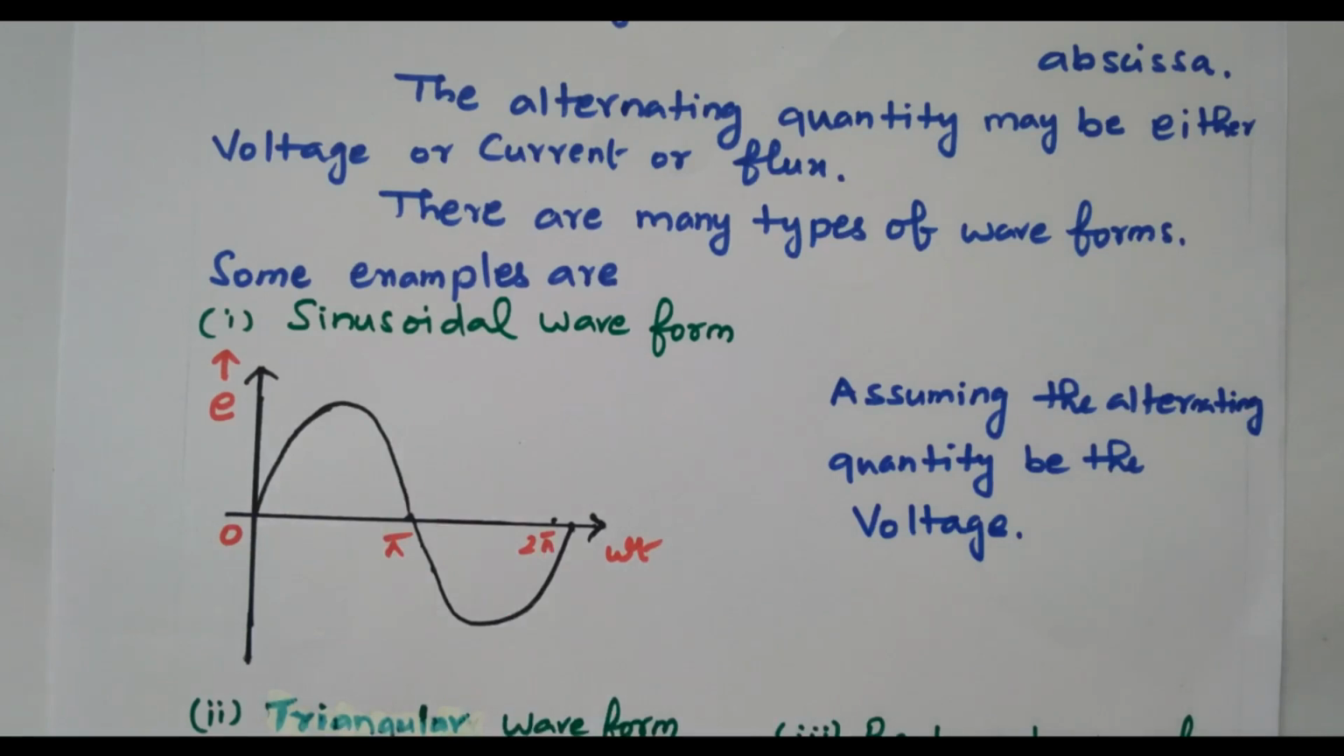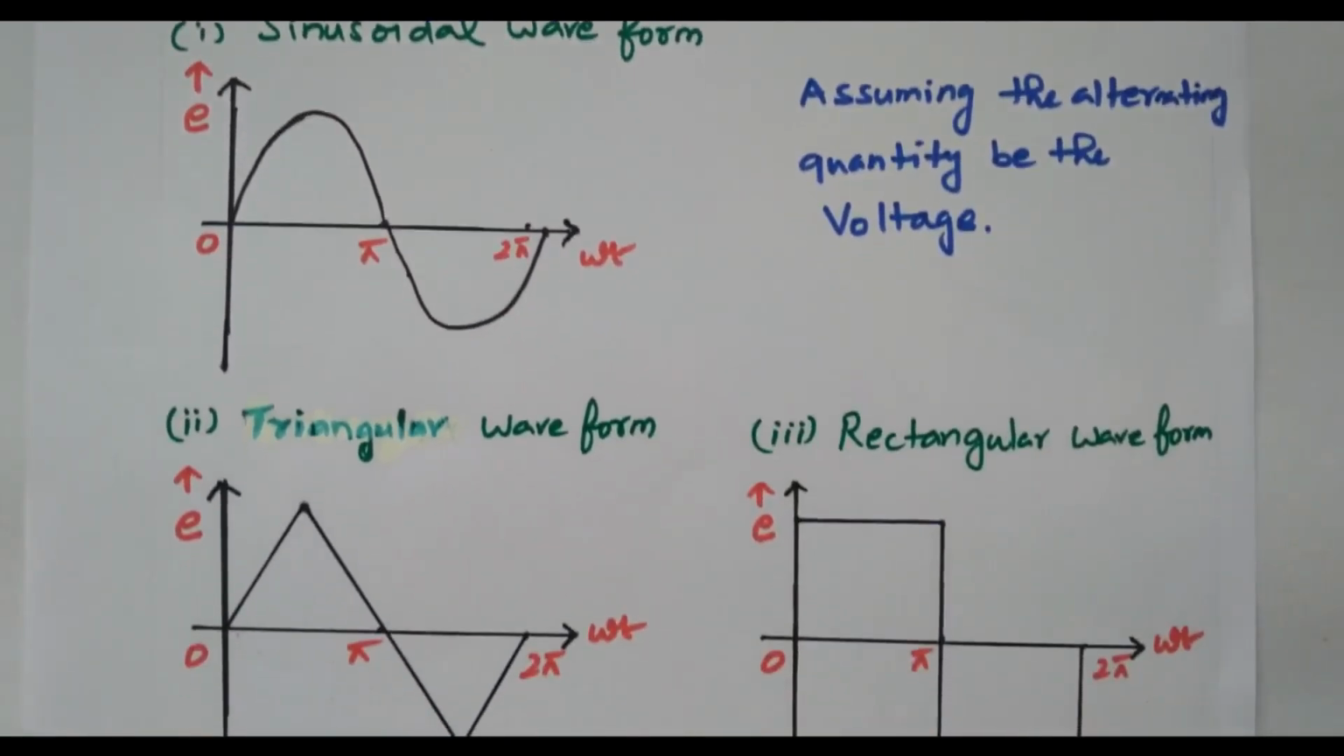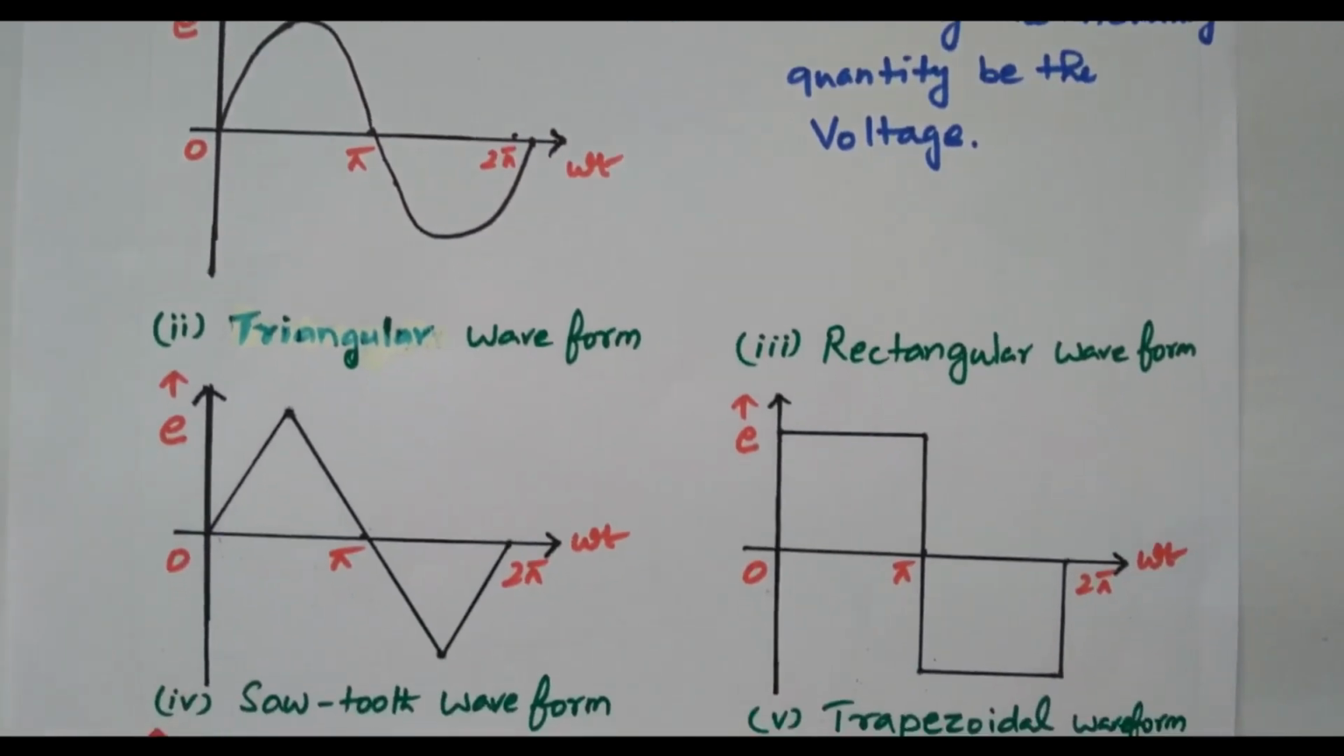We will see some other waveforms, triangular waveform and rectangular waveform. This triangular waveform is in the form of a triangle, so it is called a triangular waveform. From 0 to pi the voltage is positive, pi to 2 pi the voltage is negative. The voltage keeps on increasing, reaches the maximum value, then decreases, again reaches 0. The same thing is repeated in the negative region, negative voltage. It looks like a triangle, so that is called a triangular waveform.